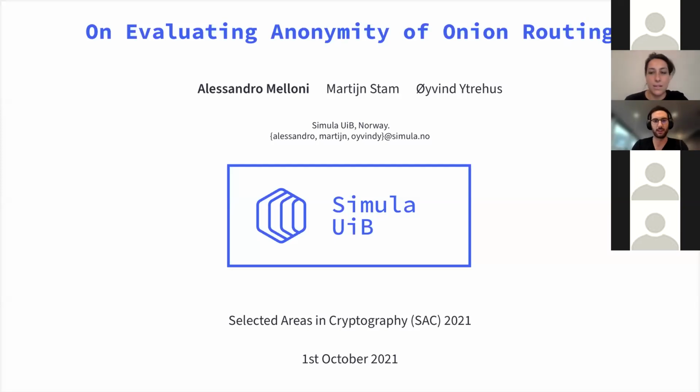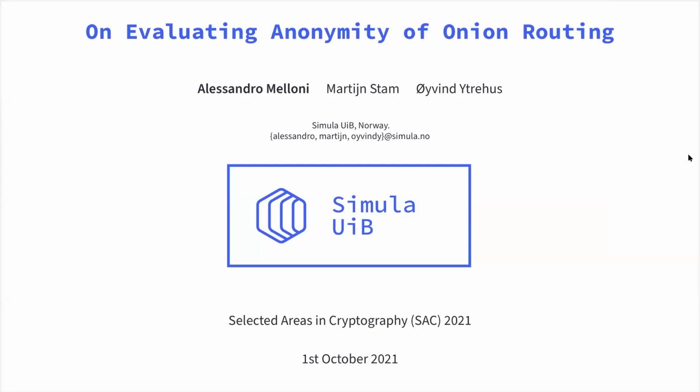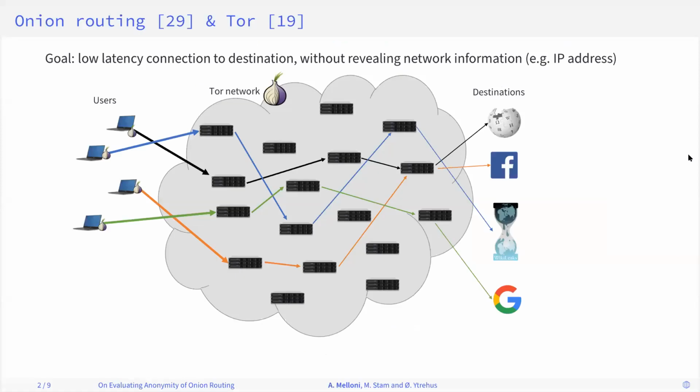Hi everyone. I'm Alessandro Melloni, and I'll present the talk on evaluating anonymity of onion routing, done in collaboration with Martijn Stam and Øyvind Ytrehus at Simula UiB. Tor is the software implementation of the onion routing protocol, and it's a low latency anonymous communication network, allowing users to connect to destinations without revealing their identity.